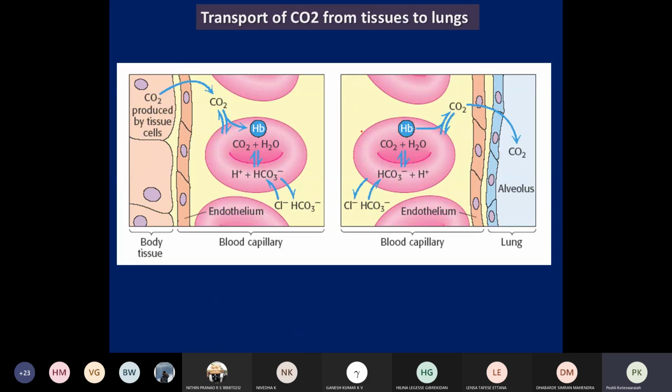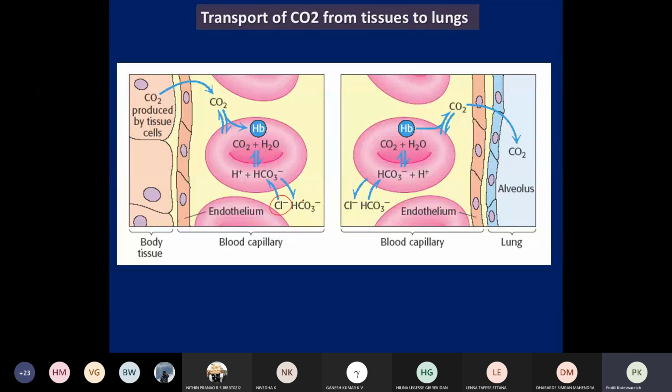And now this HCO3 minus ion moves out of the red blood cell, from inside to outside, in order to maintain the charge balance across the red blood cell membrane, and one Cl minus ion enters the inside. That means it is an antiport. As HCO3 minus leaves the red blood cell, Cl minus enters the red blood cell, and this is known as the chloride shift, or the Hamburger phenomenon.